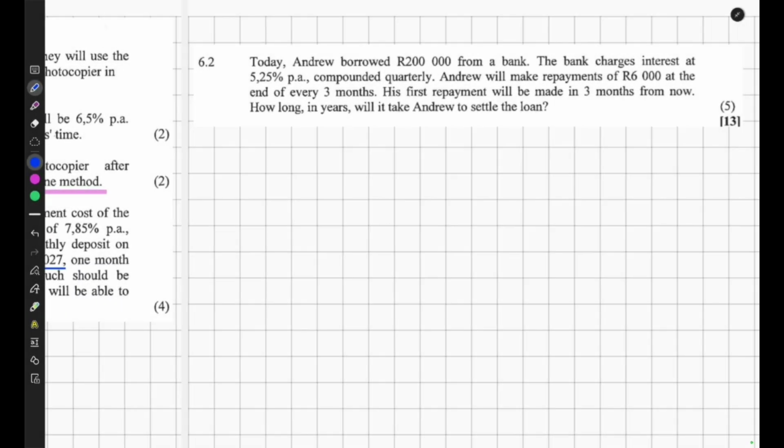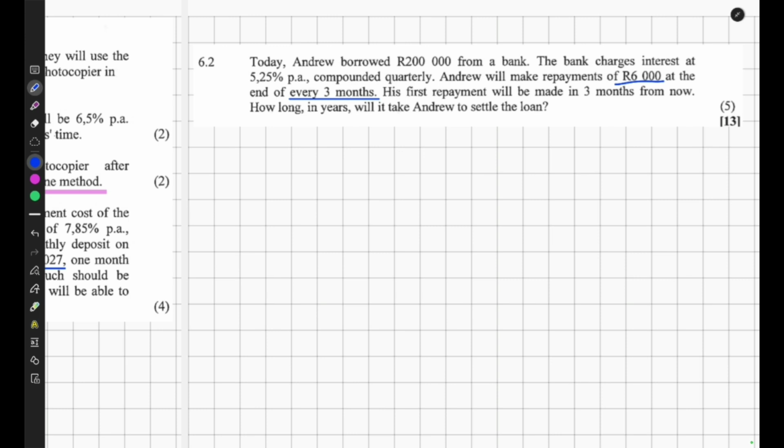6.2, today, Andrew borrowed 200,000 from the bank. The bank charges interest at that amount. Andrew will make repayments of 6,000 at the end of every 3 months. Okay, so that's code word for quarterly. His first repayment will be made in 3 months. Okay, so that's normal. There's no gap. He hasn't missed a payment, and the bank is not angry at him. How long in years will it take Andrew to settle his loan?